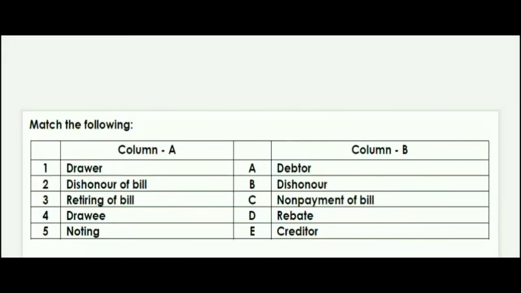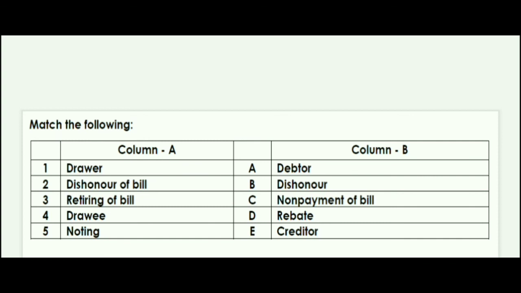So guys, next question is, match the following type. As you can see on your screen, column A has drawer, dishonor of bill, retiring of bill, drawee, and nothing, while column B has debtor, dishonor, non-payment of bill, rebate and creditor. So well, take your time and do the answer. For those who have completed the answer, or you can pause the video, I'll explain the answer. Like first, drawer, so the answer will be creditor. Drawer in match the following will be creditor.